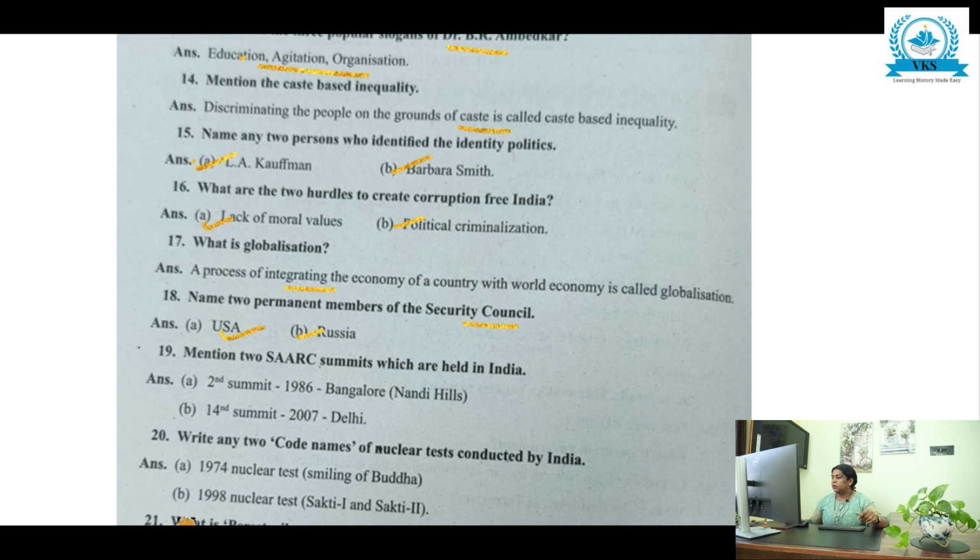Mention two SAARC summits which were held in India. Second summit 1986 Bangalore, 14th summit 2007 Delhi. Write any two code names of nuclear tests conducted by India. 1974 nuclear test Smiling of Buddha, 1998 nuclear test Shakti 1 and Shakti 2.